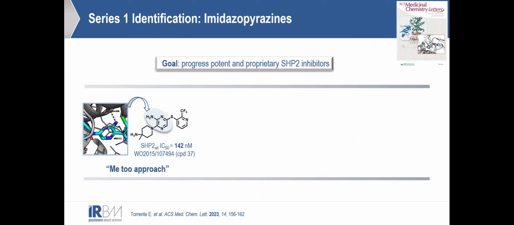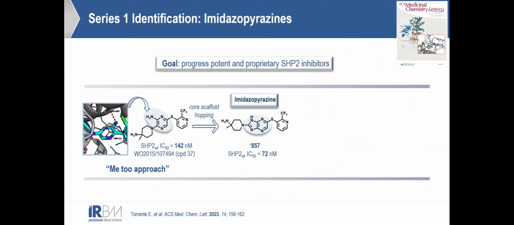So to do that, we decided to use a me-too approach. So what does that mean? That means studying in detail everything that is described in the literature and trying to find a modification in order to find your own proper series. So in particular, we focused our attention on the central core.